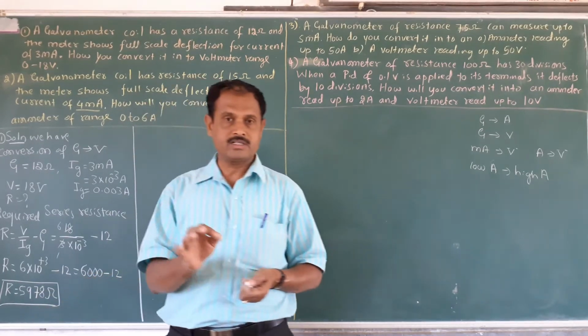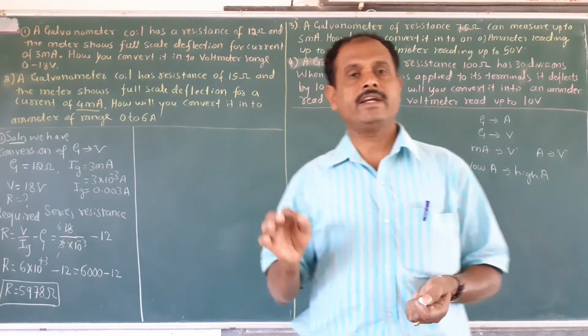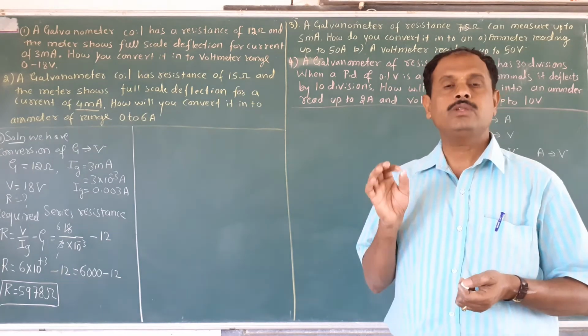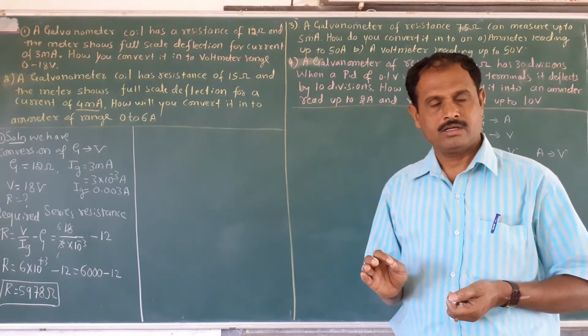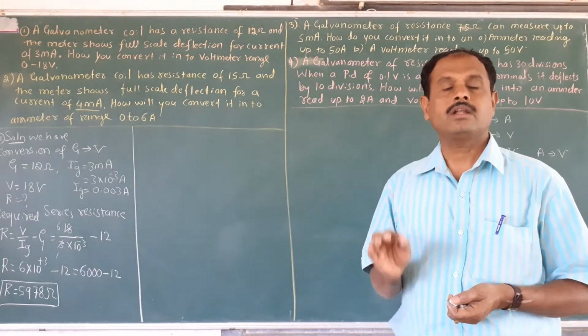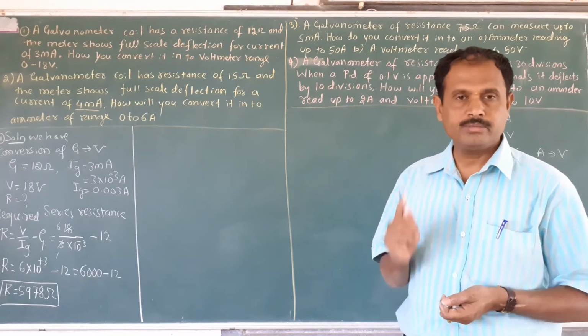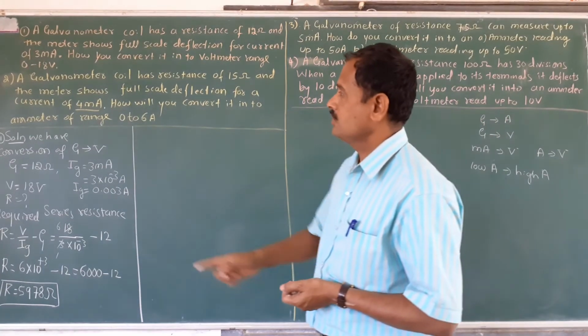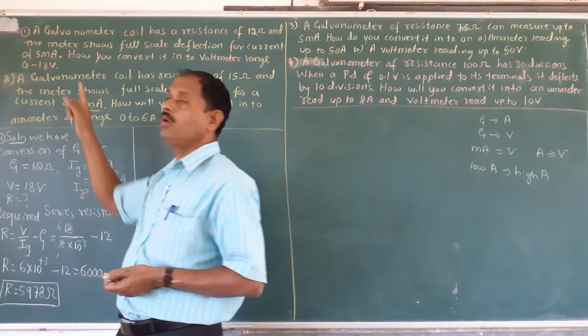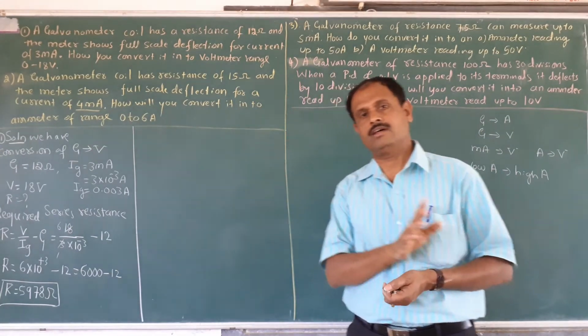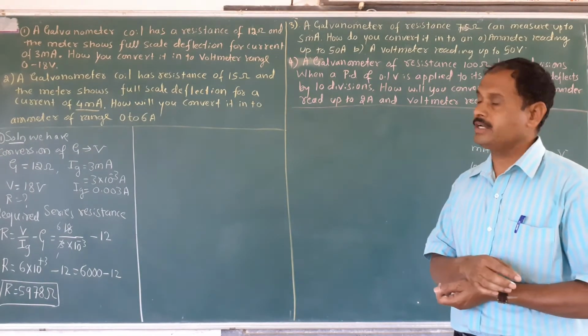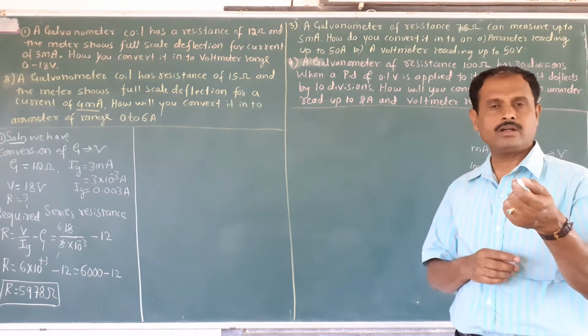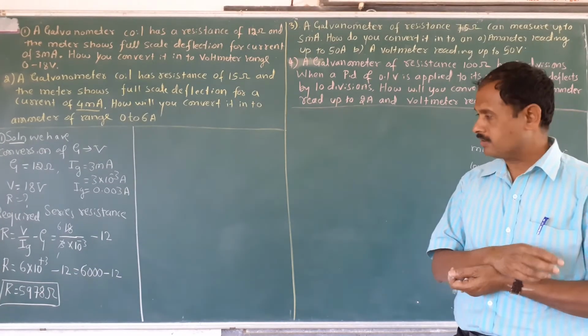When 5978 ohm resistance is connected in series to the galvanometer, then it is converted into a voltmeter of range 0 to 18 volt. You write the answer like this. Once again I repeat, if you want, you write it in your notebook.